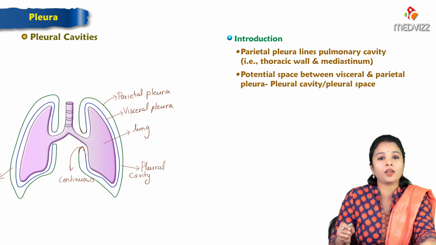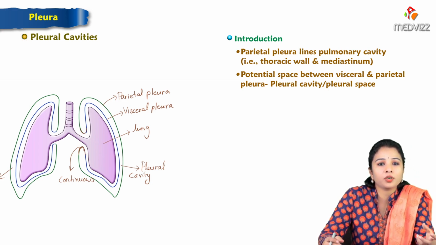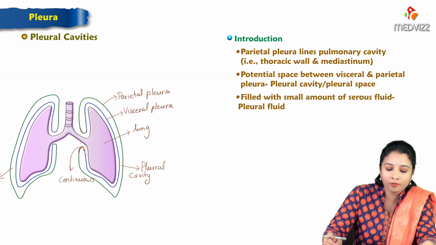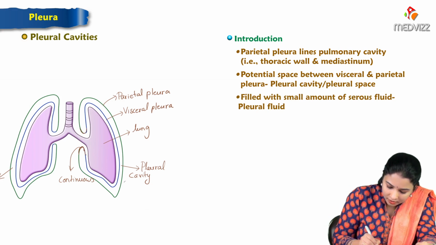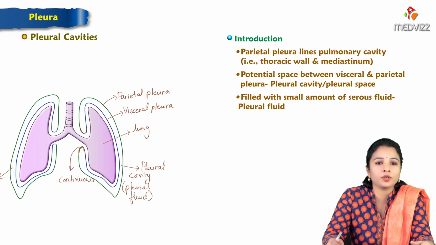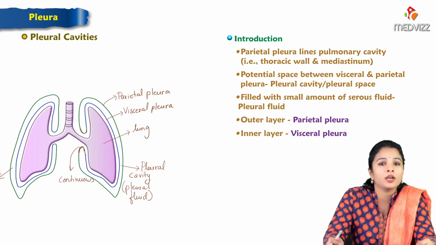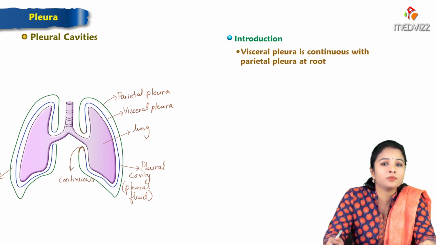So it is the pleural cavity, which is a potential space between the visceral and parietal pleura. This tiny space between the two layers is filled with a small amount of serous fluid known as pleural fluid. The outer layer is called the parietal pleura and the inner layer is called the visceral pleura. And the visceral pleura is continuous with the parietal pleura at the root of the lung.